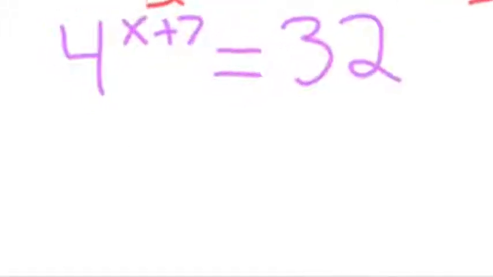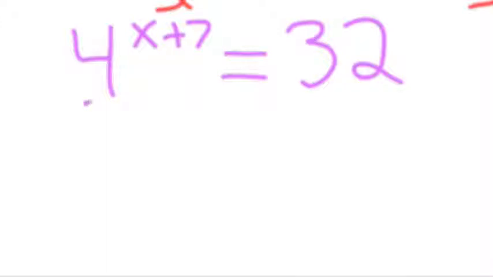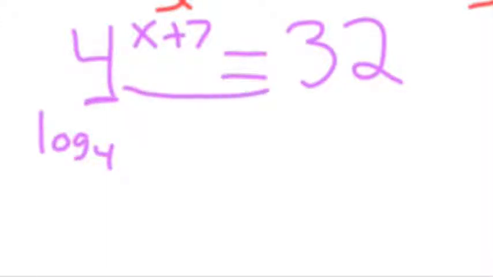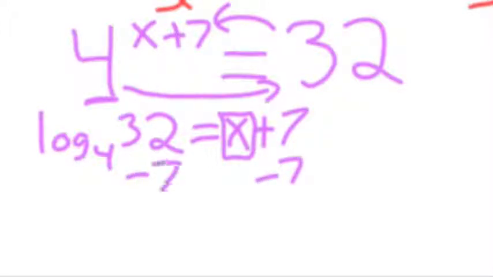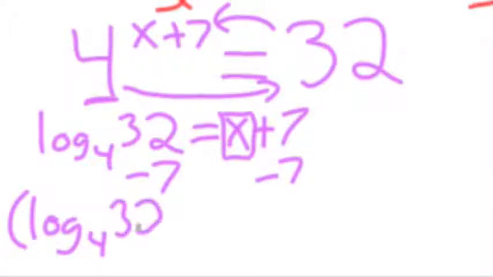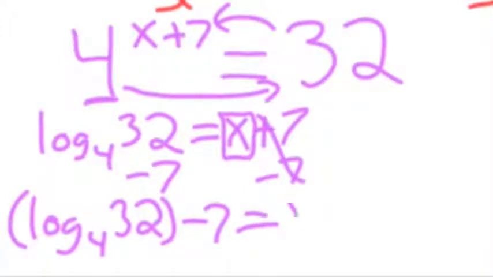Now it looks like what we're used to. Our 4 is our base, so we've got log base 4, taking 32. We're going to set it equal to our exponent, x plus 7. x is not by itself, so we're going to subtract 7 from both sides. So we're going to have parentheses, log base 4 of 32, subtract 7 equals our x.